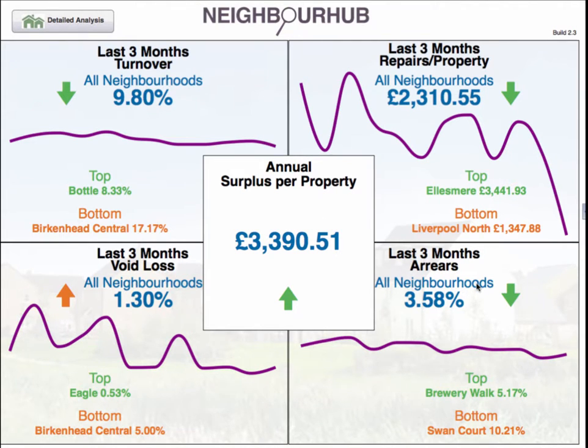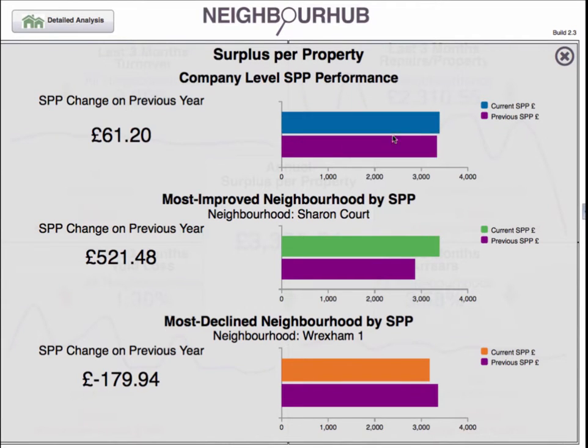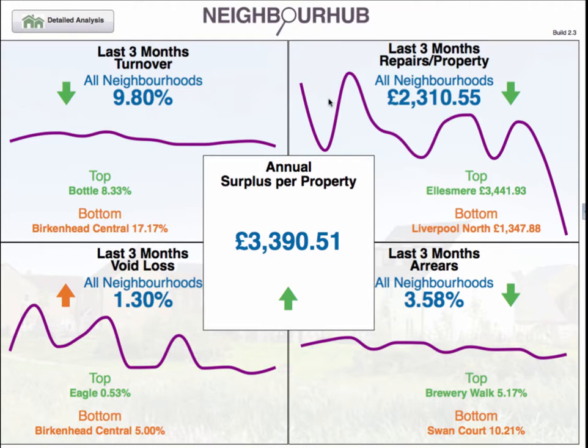We can click behind annual surplus per property and we can show year on year how we're doing as a company per property and the change on year. So actually how much better are we improving or worsening over years. And also gives you the top neighbourhoods and the areas that need most improvement. So that gives you a very quick answering summary of the surplus and your performance.